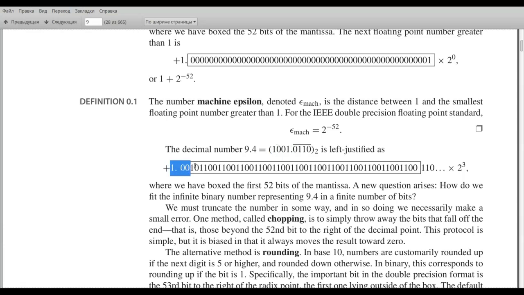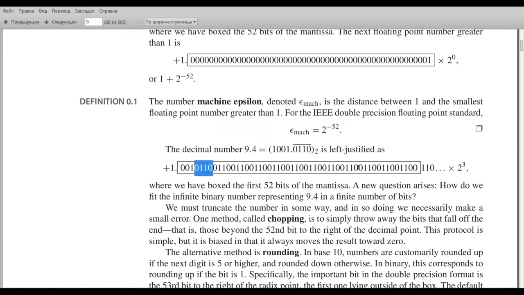Because we moved it to the left, we need to compensate by increasing the power here, 2 to the power 3. This is why we have 2 to the power 3: we moved the radix 3 positions to the left. So when we multiply by 2 to the power 3, in order to reconstruct the number, it will be moved 3 positions to the right, right? Okay. Now, here we have 0, 1, 1, 0 repeating, right? This period is then infinitely repeating.